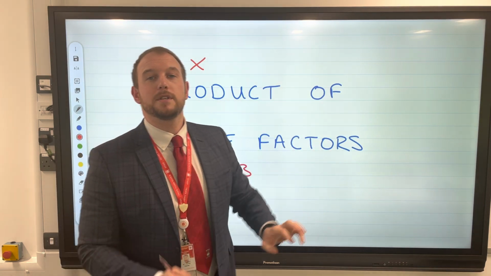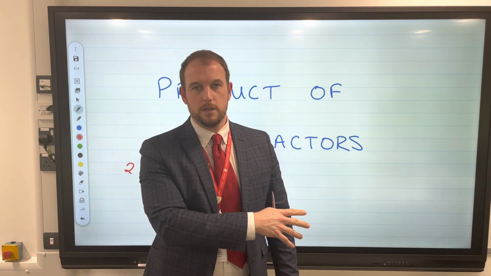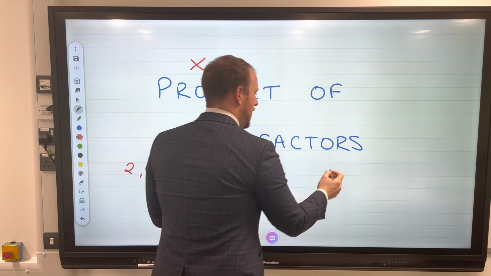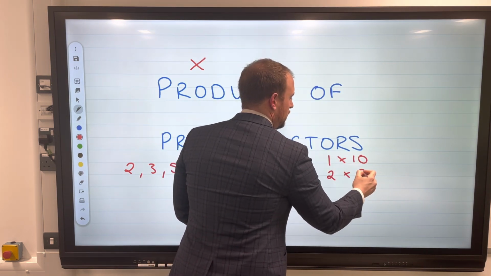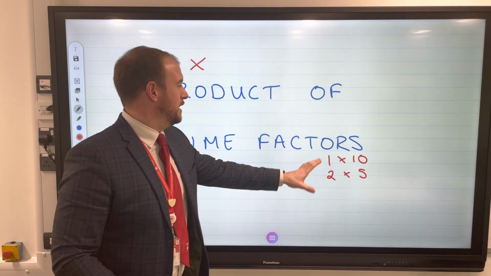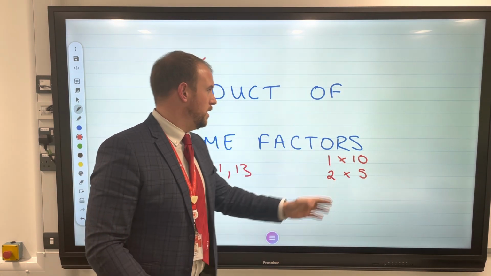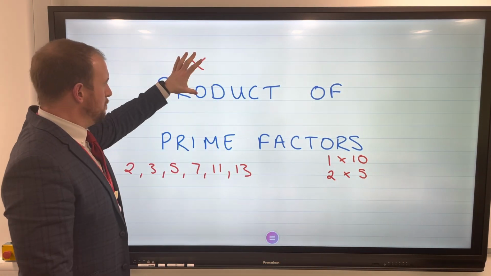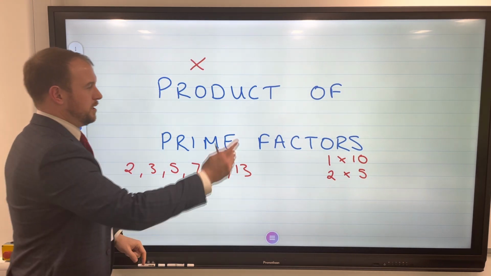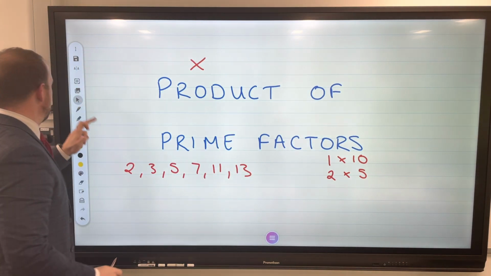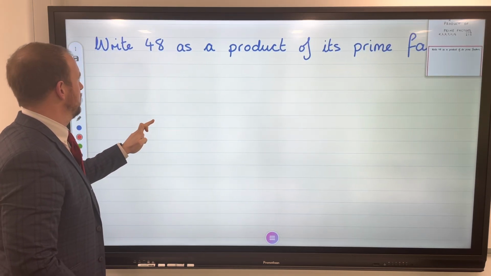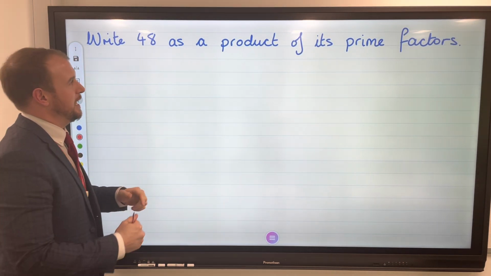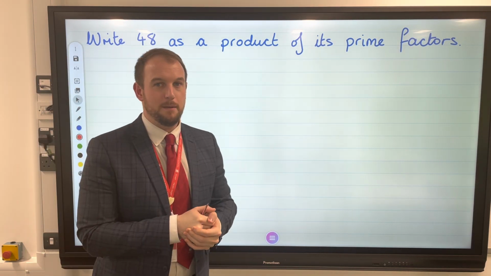Factors, numbers that go into other numbers. So factors of 10 would be 1 and 10, 2 and 5. Factors, numbers that go into other numbers. So, multiplication, prime numbers, and factors. We're now going to be combining all of those skills to write 48 as a product of its prime factors.